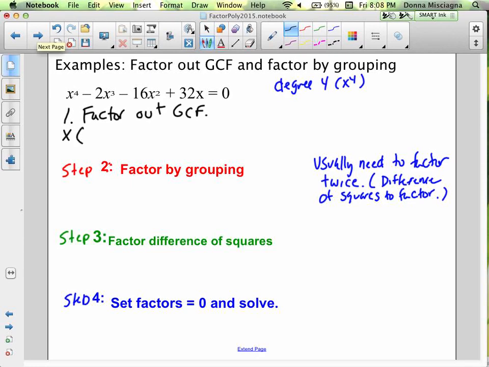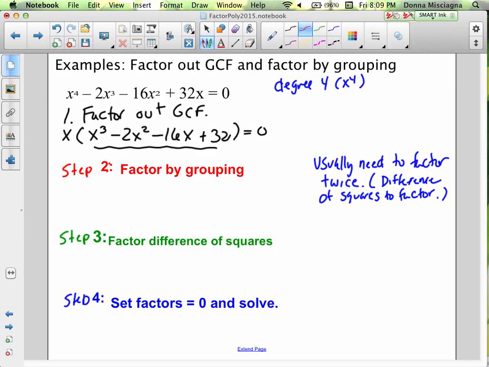Right, so if we divide x to the fourth by x, we have x cubed. Negative 2x cubed divided by x is a negative 2x squared. Negative 16x squared divided by x is a negative 16x. And 32x divided by x is 32. All right, so now we're going to use factor by grouping with this part only.